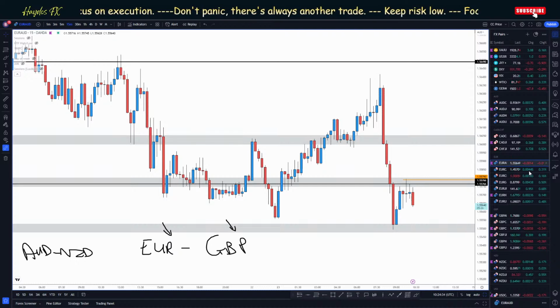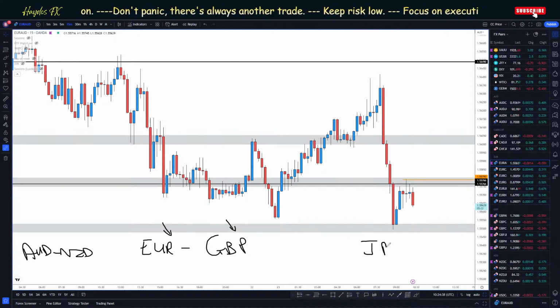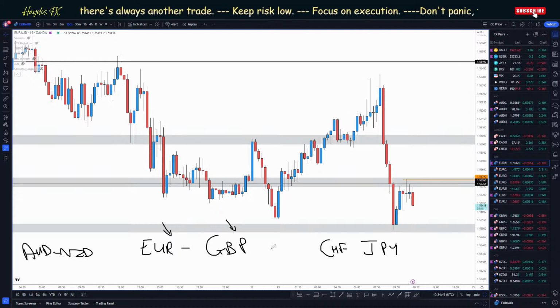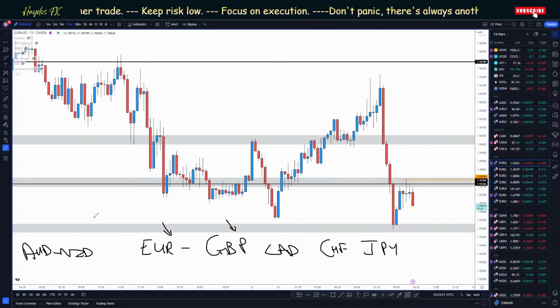What are yens? Yen is the weakest. So yen down here. Swiss is here. CAD is here. Just looking at what's all green and what's red, and thinking about the way it's been moving as well. So Aussie is the strongest today, and then yen is the weakest.